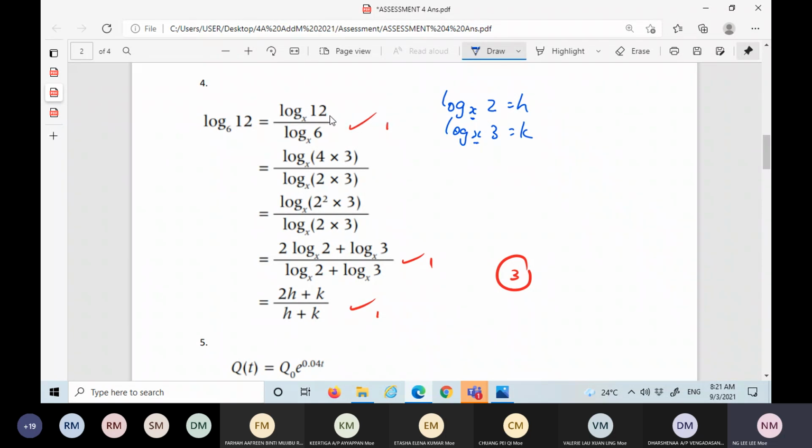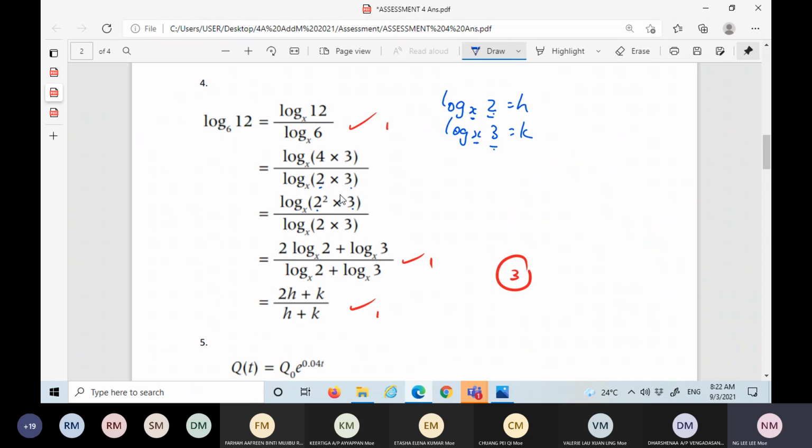Now you have to modify the 12 and the 6 so that you can involve the 2 and the 3 here. This is how you do it. You make the 12 become 4 times 3, then the 4 becomes 2 to the power 2. So the 2 is here already, the 3 is here already, they are ready. Then for the 6, you make it 2 times 3. So 2 and 3 are here, which means this is ready.